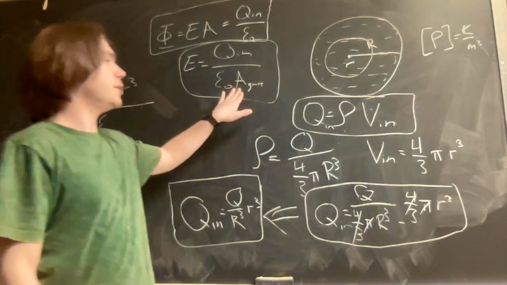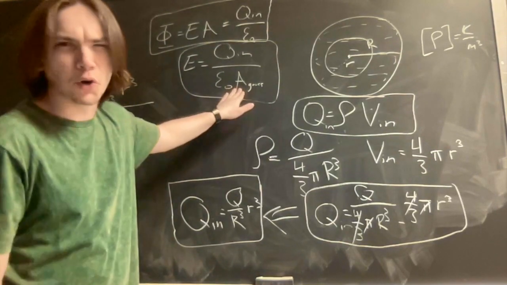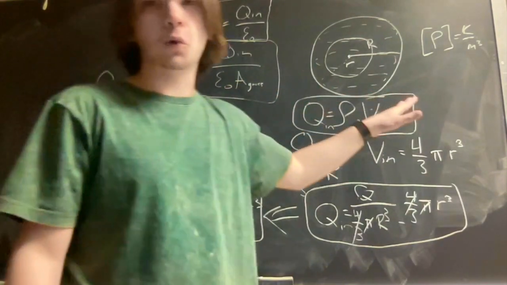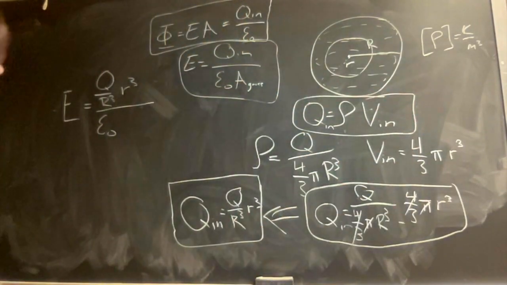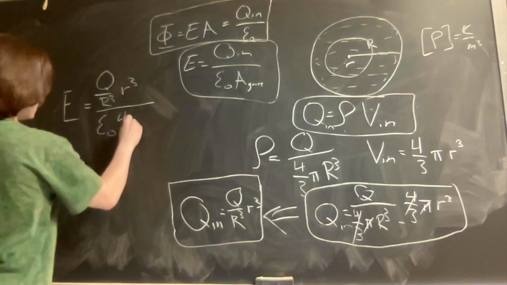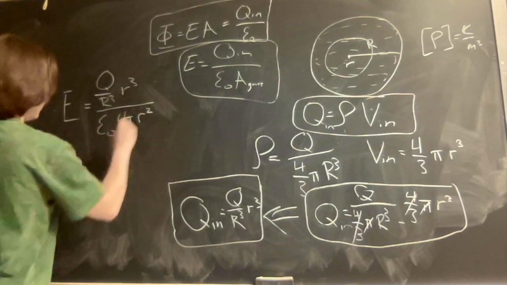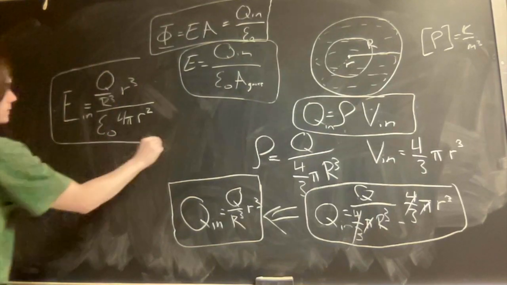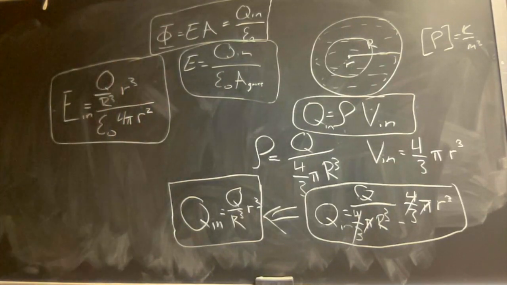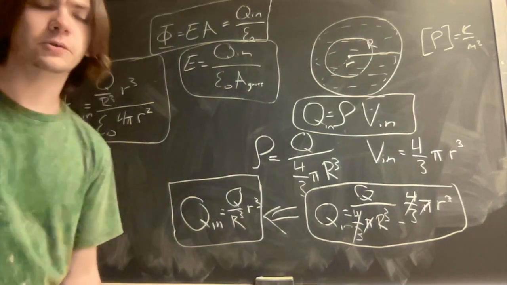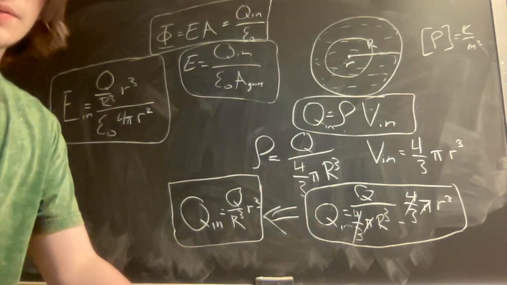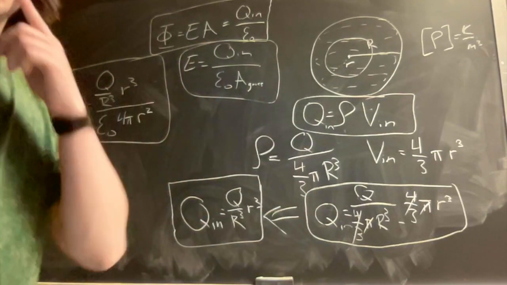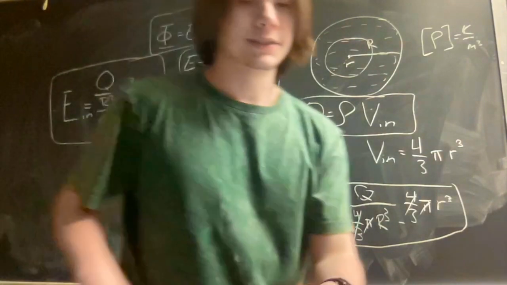times 1 over the area of the Gaussian surface, and the area of the Gaussian surface is just 4 pi times little r squared. And that is the answer for, not the question the question asks, but that is the E field for this charge sphere.